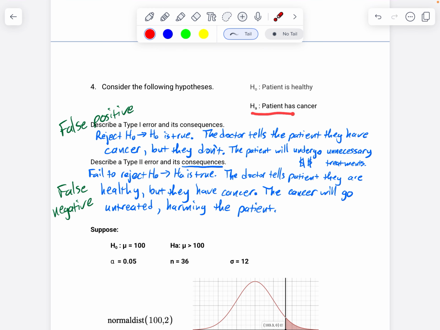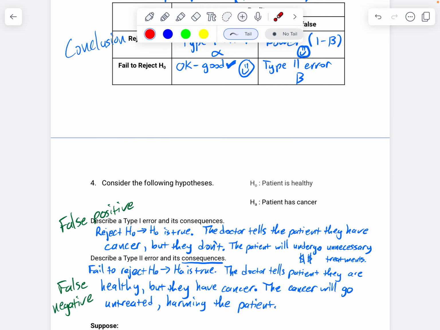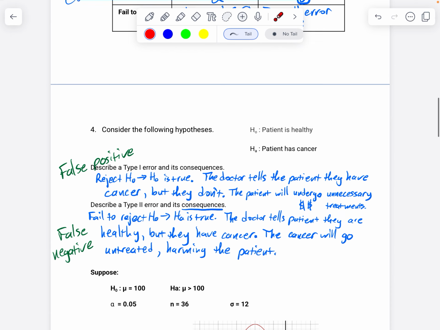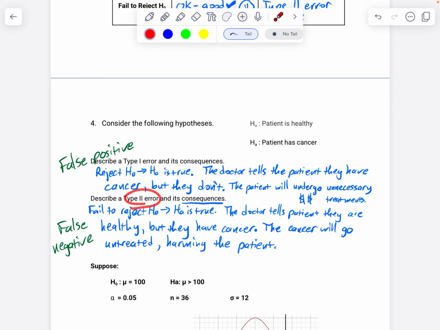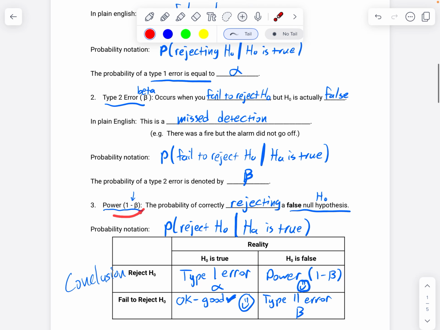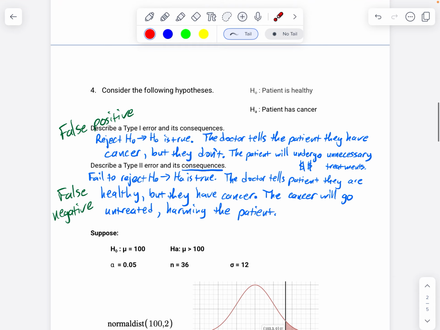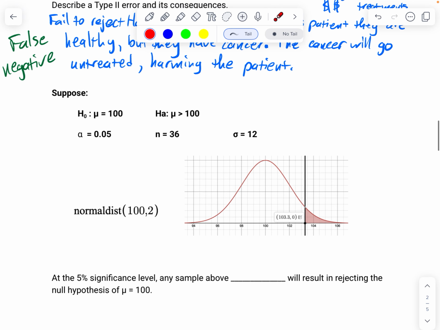Okay. Now the next half of this is to get you to understand the probabilities of these. What is the probability of a type 1 and a type 2 error, and what is the probability of the power? So here is a make-believe situation. We're going to say that the null is 100 and that the alternative hypothesis is that it's greater than 100. We're going to set alpha to 5%, sample size is 36, and the standard deviation of the population is 12.